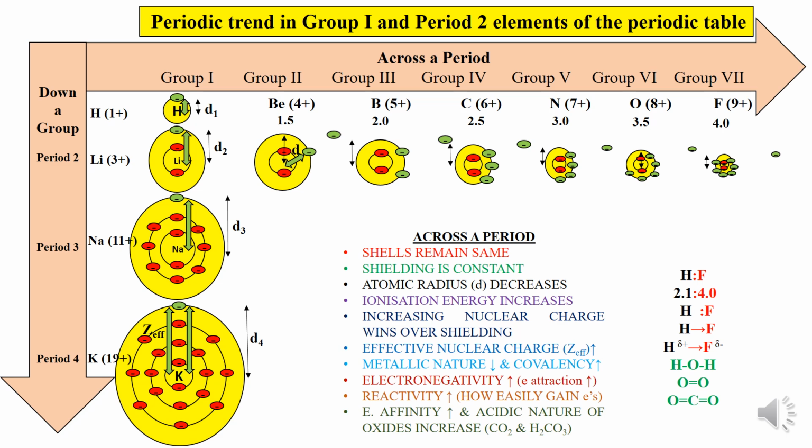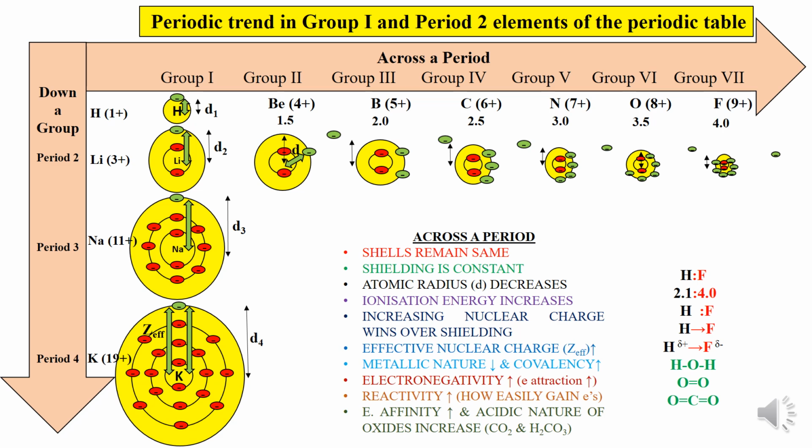So not one factor, but all the factors, like there is increase in the nuclear charge winning over shielding, atomic radius decreases, shielding is constant, effective nuclear charge increases. So all these factors collectively contribute to the greater ability of the element to attract the shared pair of electrons in a chemical bond. And reactivity increases. So how do you define reactivity going across a period?